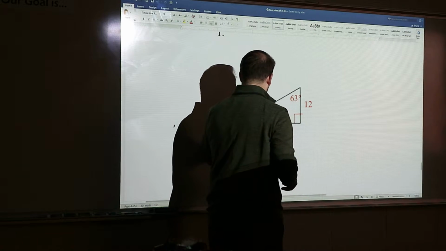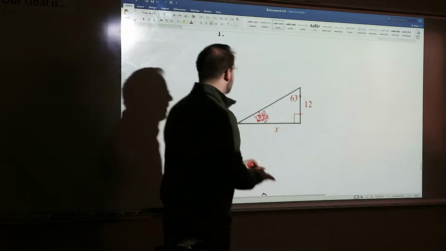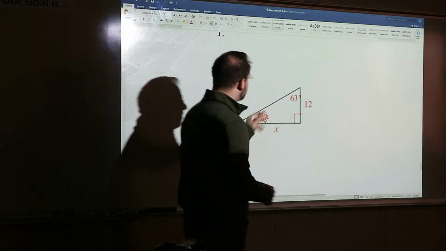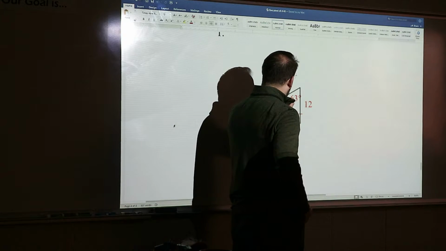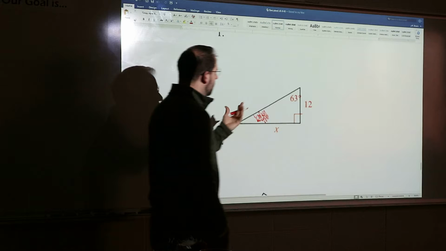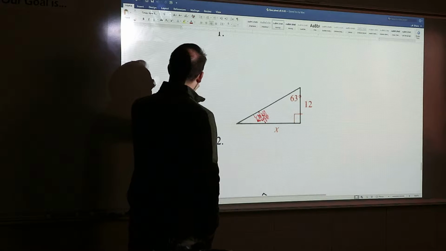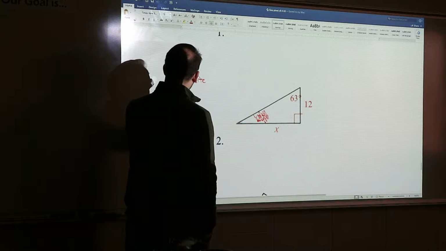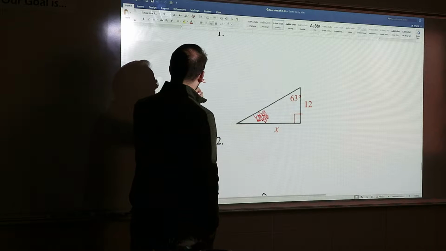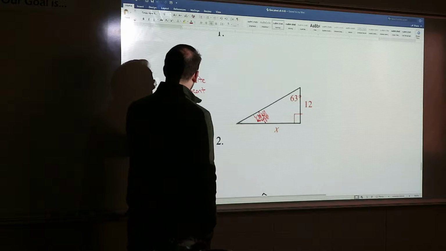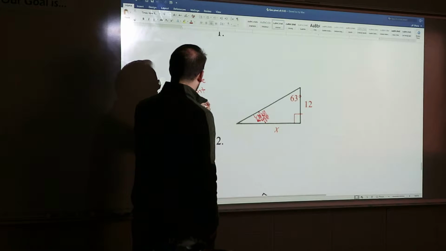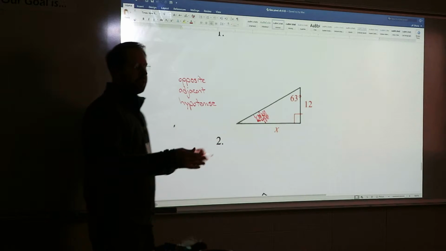So 63, so we're gonna get rid of this one. That one's not even there anymore. Okay, so now we're using the 63, this is my angle, this is my theta. We have to label the walls. Why label the walls? The three labels you have are opposite, adjacent, and hypotenuse. Okay, so these are the labels we're gonna throw in.